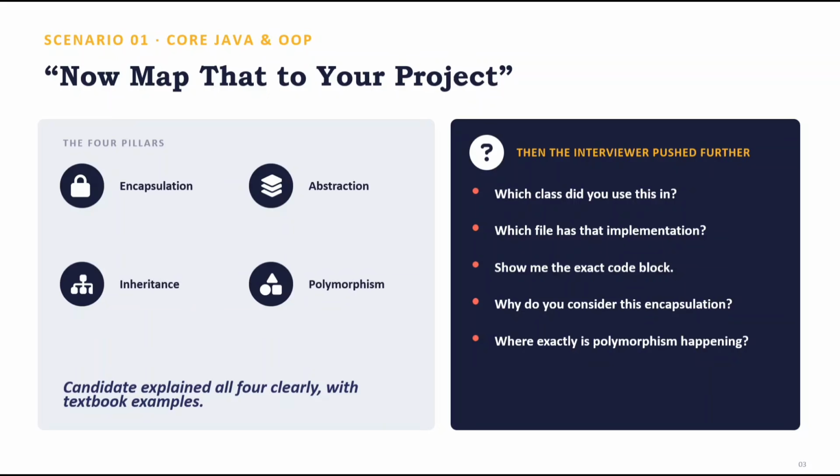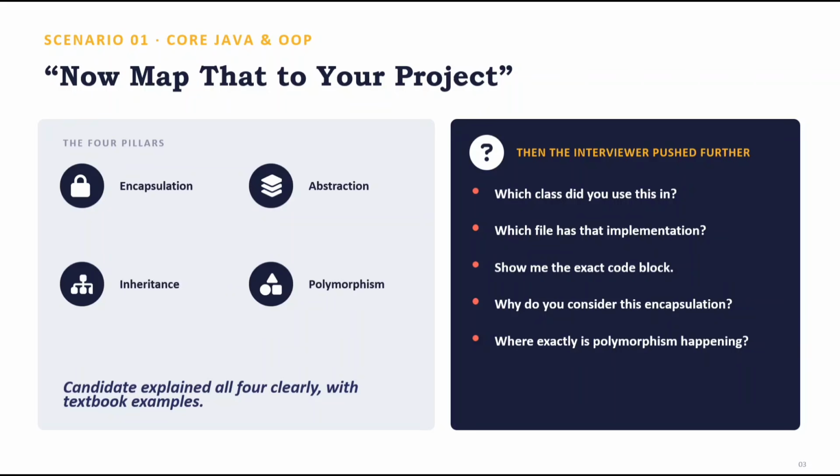Let's start with the first major area, that is core Java and object-oriented programming. The interviewer asked what are the 4 pillars of object-oriented programming, explain each of them and give some suitable examples for that. Now the candidate answered this question very properly. He explained all the 4 pillars that we have: encapsulation, abstraction, inheritance and polymorphism. Along with this, he also gave suitable examples for each concept. So at this point, everything was going pretty smoothly.